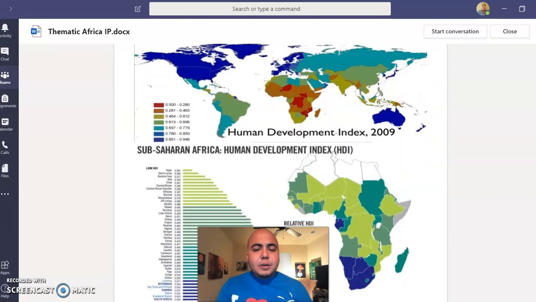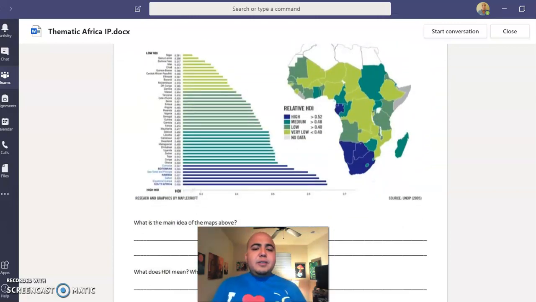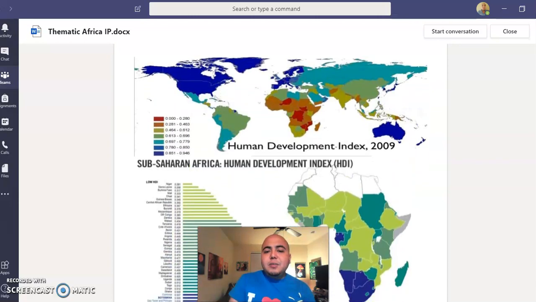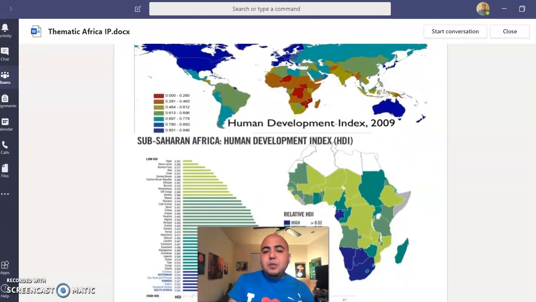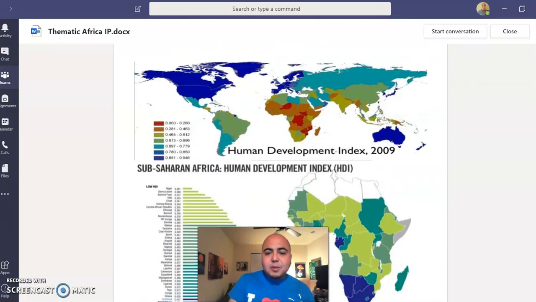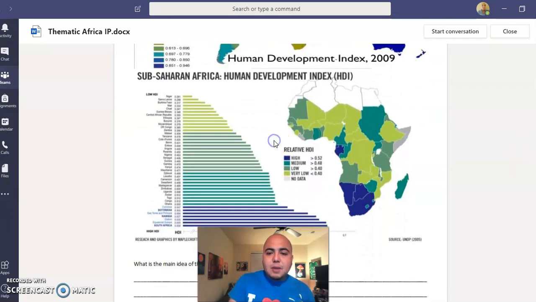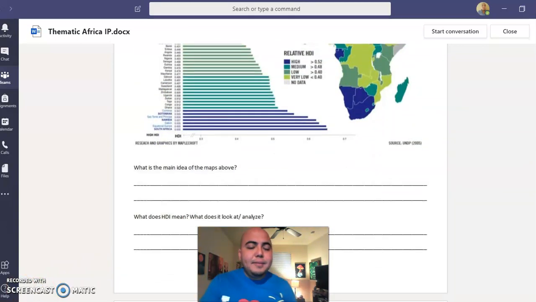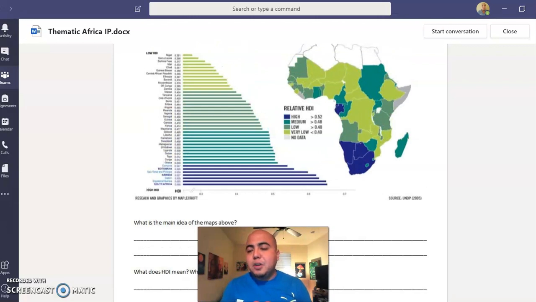So this one, first question, what is the main idea of this map above? Press pause, write your answers, and then press play whenever you're ready. All right, so the main idea of this map is the HDI of Sub-Sahara. So this map right here gives us the HDI of Sub-Sahara. All right, so you can ask, what does HDI mean? Take a few seconds to answer this question, press pause, then press play when you're ready.